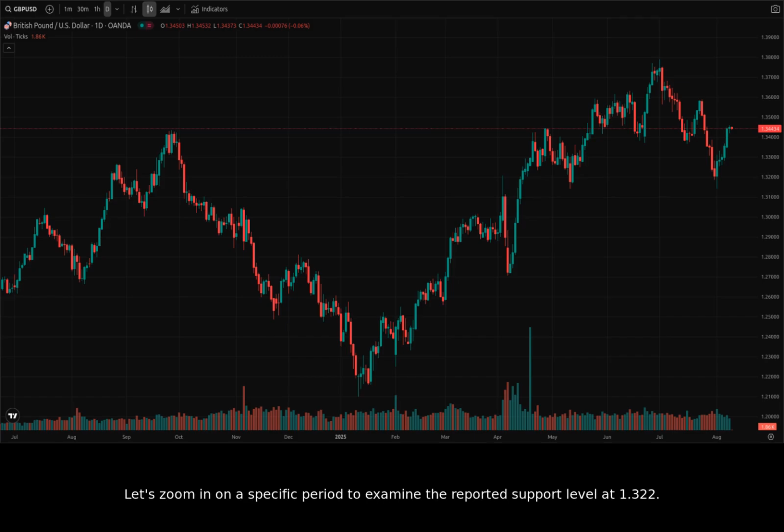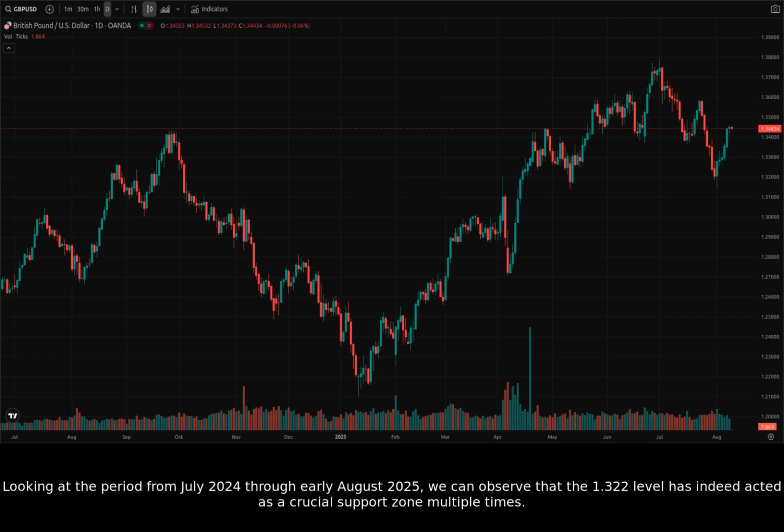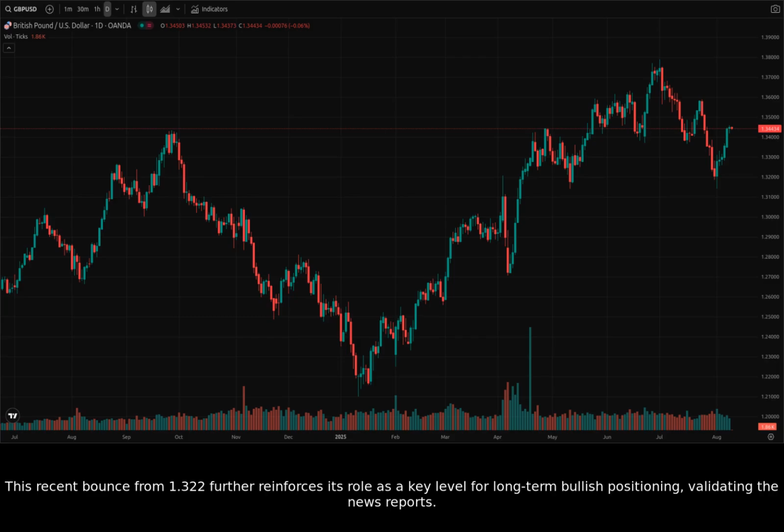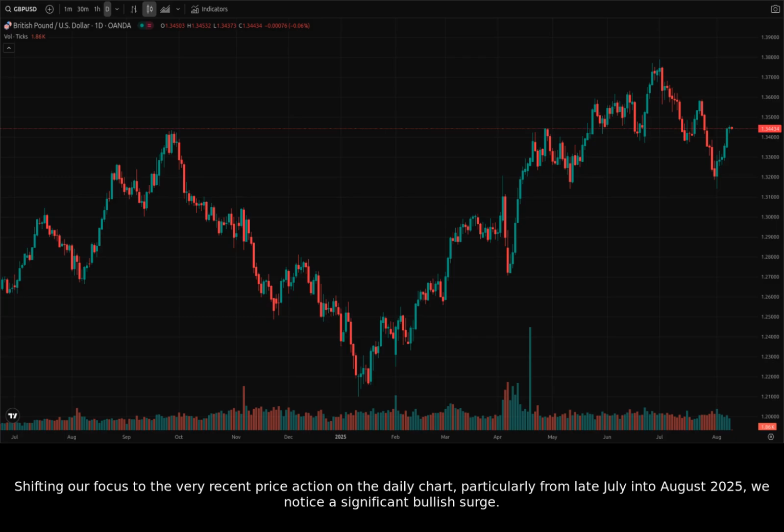Let's zoom in on a specific period to examine the reported support level at 1.322. Looking at the period from July 2024 through early August 2025, we can observe that the 1.322 level has indeed acted as a crucial support zone multiple times. Price found strong buying interest around this level in late July 2025, confirming its significance as a floor for the pair. This recent bounce from 1.322 further reinforces its role as a key level for long-term bullish positioning, validating the news reports.